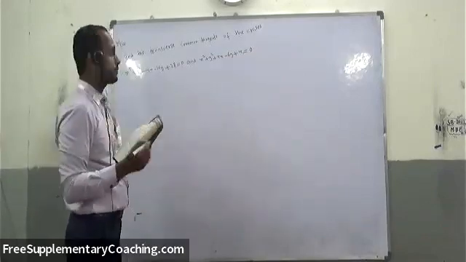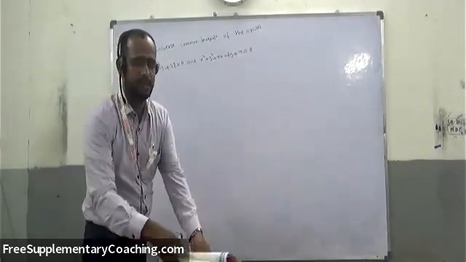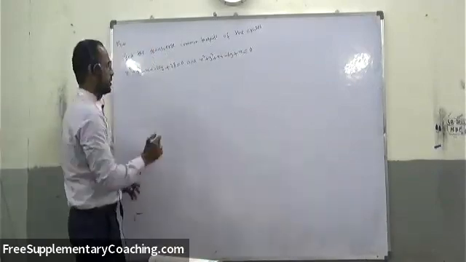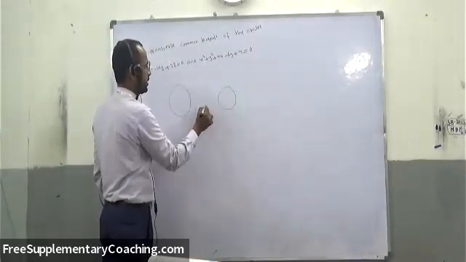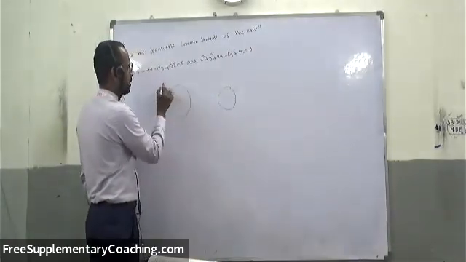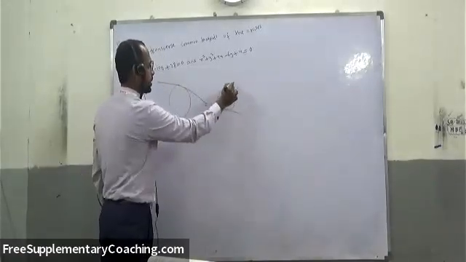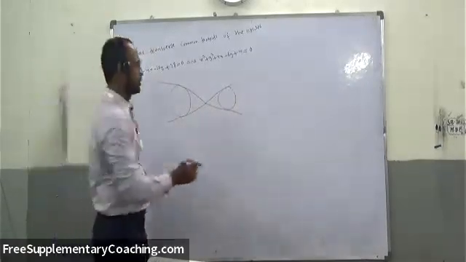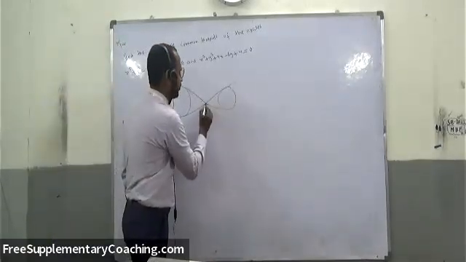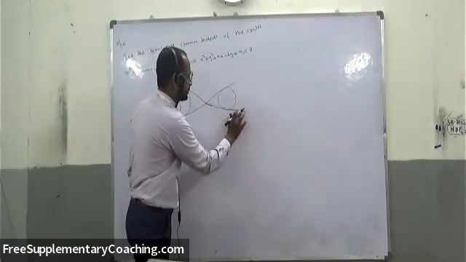See here, transverse common tangents. I'm drawing a little bit here. If this is one circle, this is another circle, this is the point of similitude. This is the transverse common tangent, and these are the transverse common tangents.